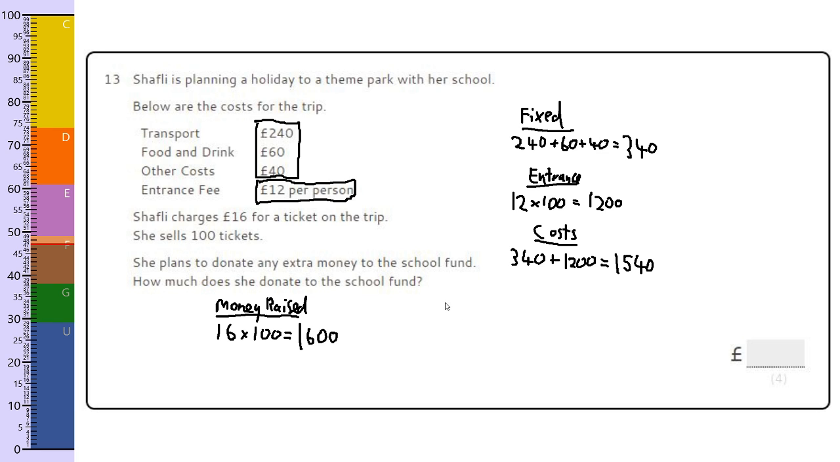Okay, so I'm going to do the last one, profit. Now, profit is all the money she got. Okay, that's how much money she raised. But take away all the costs that she had to pay out. Okay, so 1,600, take away 1,540 equals 60. Okay, most of you probably would be able to do that without a calculator, but you've got a calculator, so you might as well use it. So she's got £60 left, and she's donated any extra money to the school fund. How much does she donate? £60. That's how much money she had left.